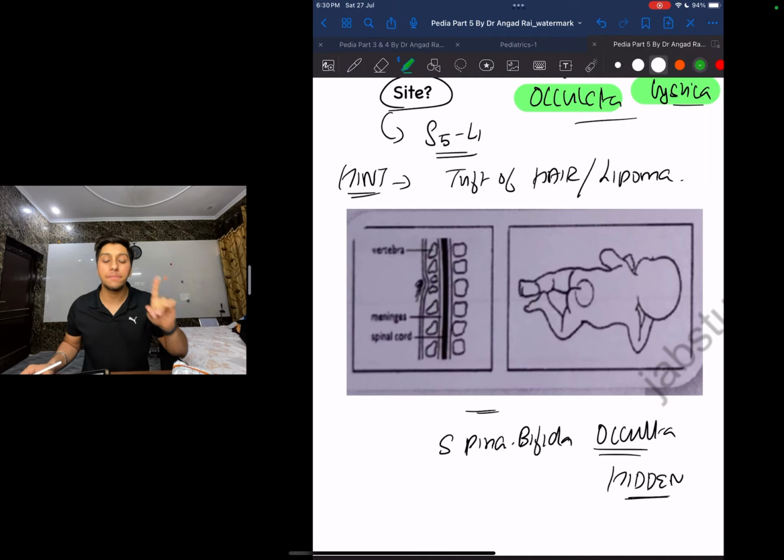Okay, the hint behind this idea is that they will have a history of a tuft of hair around the region or a lipoma. This is your spina bifida occulta. There will be no meninges or no spinal cord.